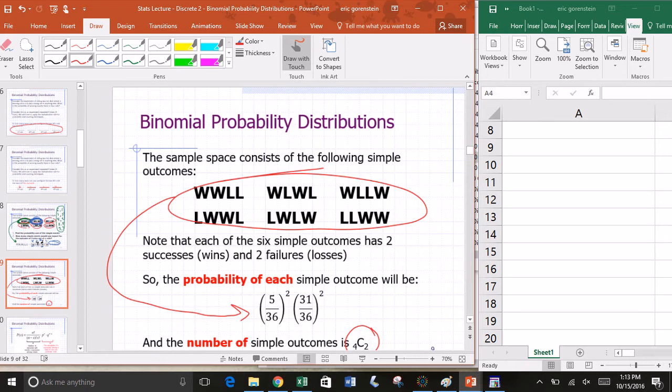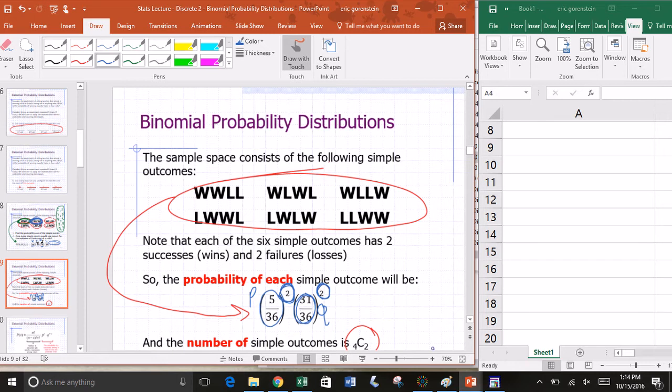So to generalize that, up here, this is the number of successes, the second power. This is the number of failures. This would be the second power. And in here, this is the probability of success. That's the P. And over here, this is the probability of failure. That's the Q. So we basically have P to the power of number of successes times Q to the power of number of failures.